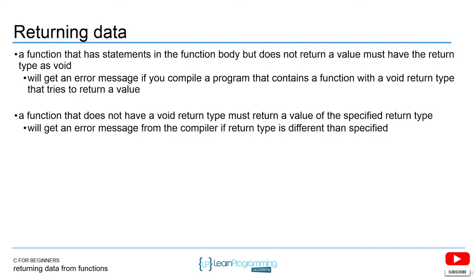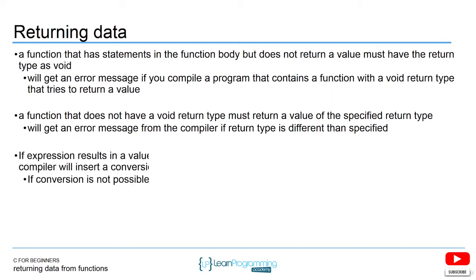If a function does not have a void return type and it has a valid return type, you're going to get an error message if the compiler tries to return a different type than is specified, or if you just have return with nothing after it. So pay attention to this. Those keywords in the beginning of the function declaration are important. It directly affects the implementation of the function. And the compiler is going to tell you if you screw up and you don't return the right data, or if you don't return any data, or if you do return data when you're not supposed to return data.